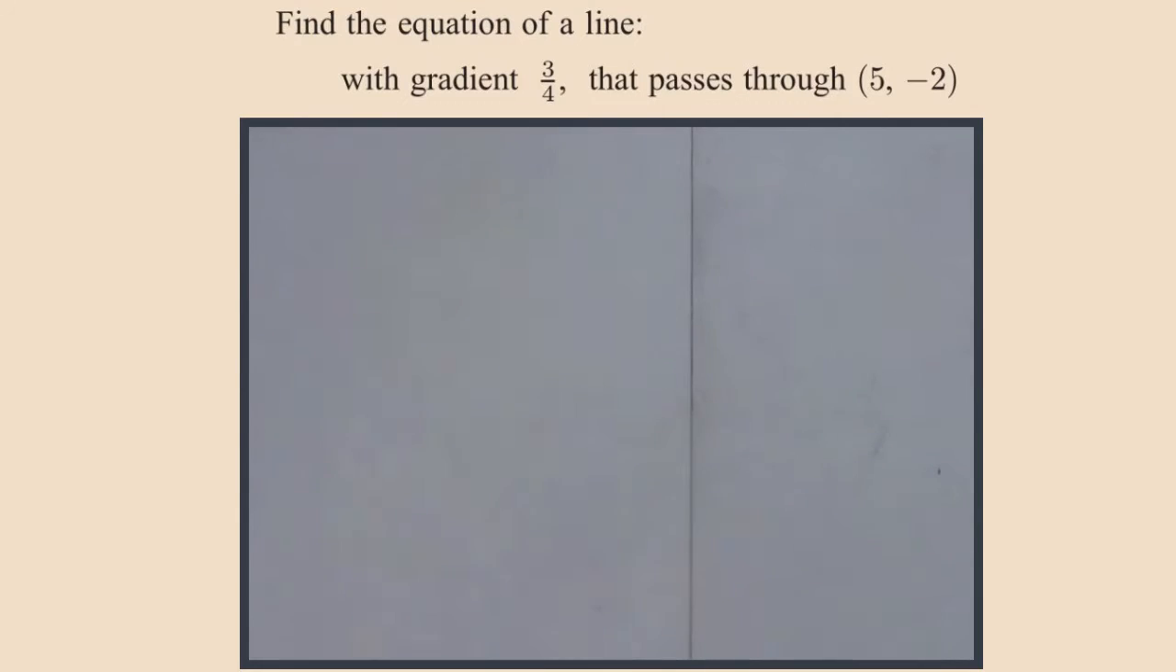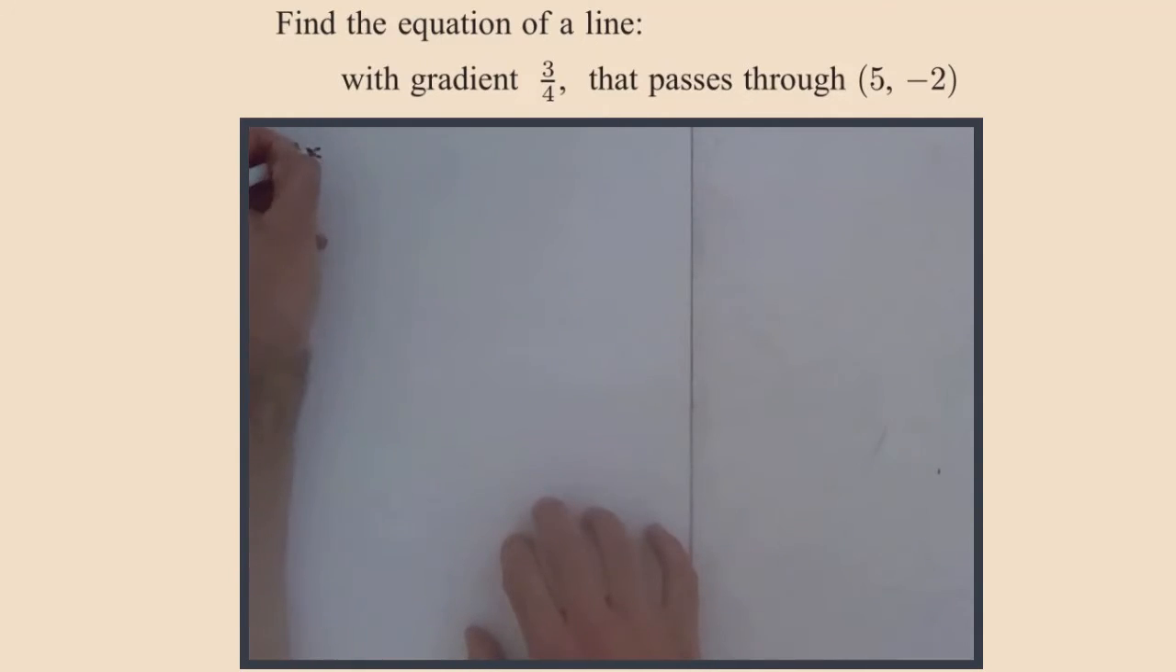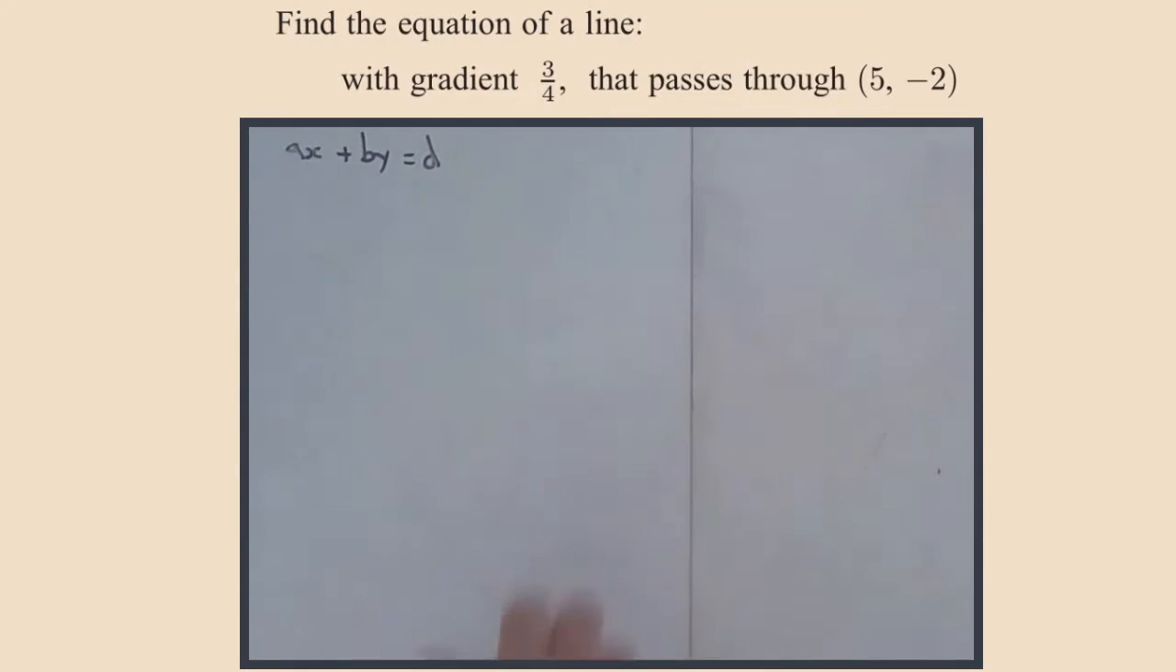Find the equation of a line with gradient 3/4 that passes through (5, -2). So I want to find this in general form. When I say general form, I mean ax plus by equals d, where a, b and d are all integers and a is positive. b or d could be positive or negative, but I want a to be positive.